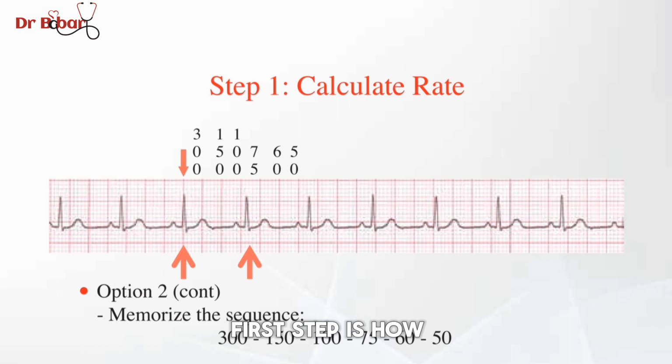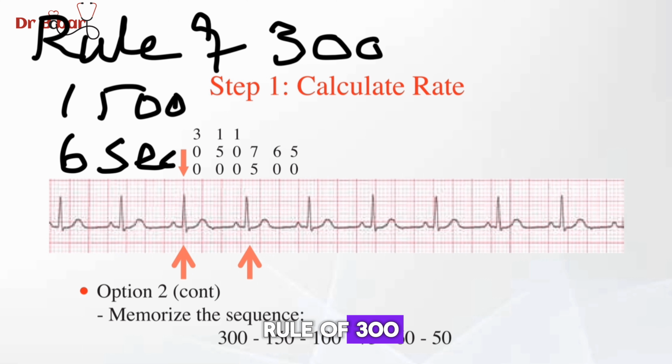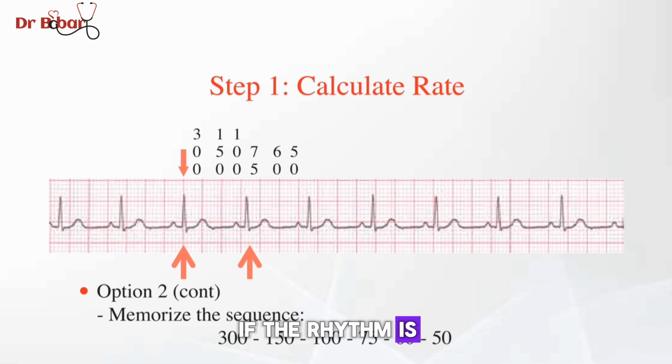First step is how to calculate the rate. Basically there are 3 methods to calculate the rate in every ECG. Number 1 is the rule of 300, another is rule of 1500, another is the 6-second method. If the rhythm is regular in the ECG, then we apply the rule of 300 and rule of 1500. If rhythm is irregular, then we have to apply the 6-second method.